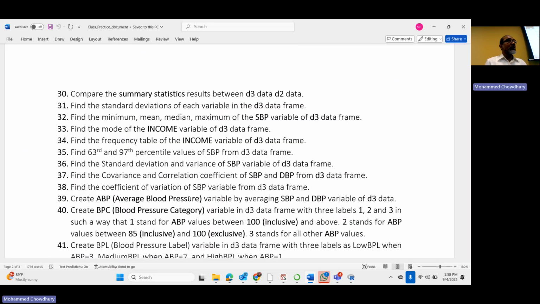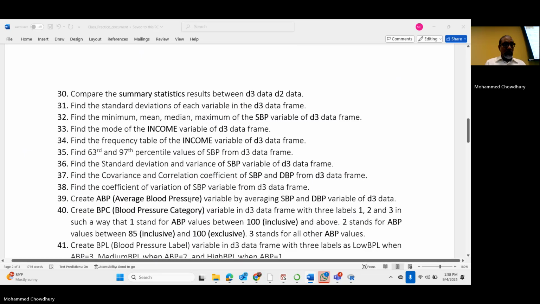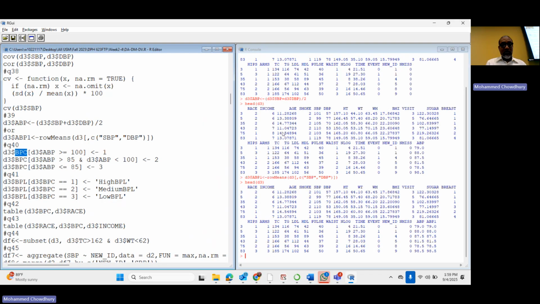This code that I'm showing, this one or this one? This one is already in Canvas. I uploaded it yesterday.